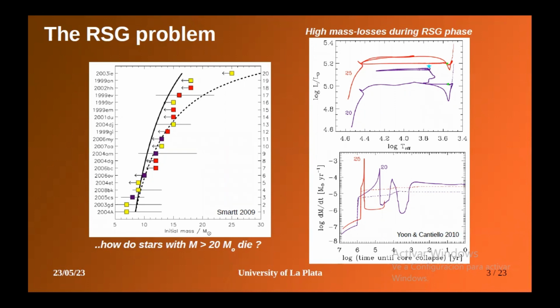This means, of course, that in 1,000 years you lose 1 solar mass. And if you integrate over this small but impactful time scale, you can have even a few solar masses lost during the red supergiant phase for the most massive red supergiants. In fact, the recipes predict that a 25 solar mass star may even lose half of its initial mass during the red supergiant phase.